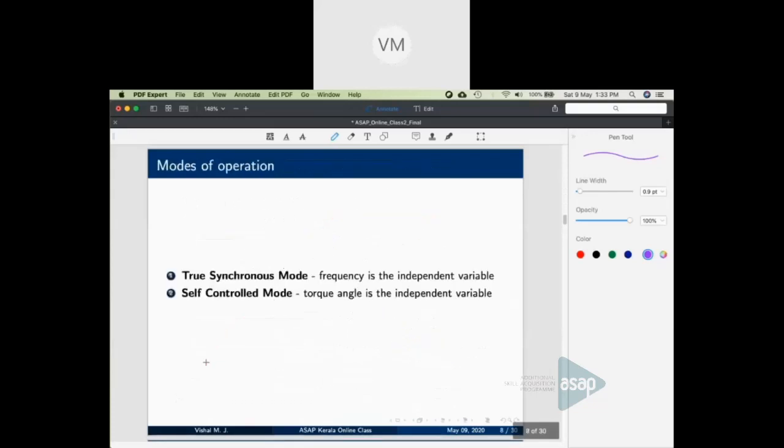And let's get to the modes of operation of a synchronous motor drive. As I said, there are two modes of operation. One is called the true synchronous mode of operation, and the other one is the self-controlled mode of operation. We will discuss each of them one by one.